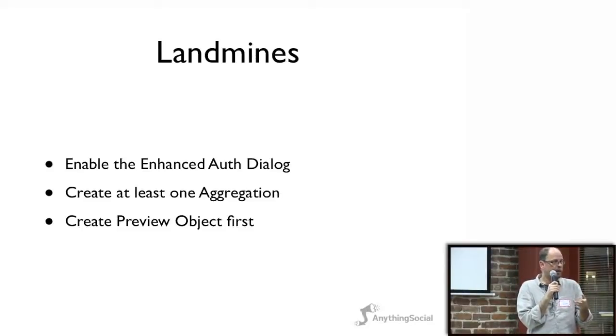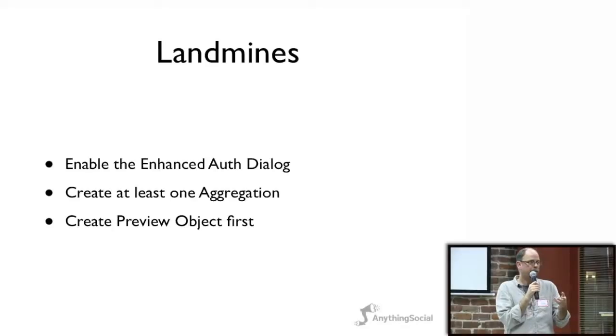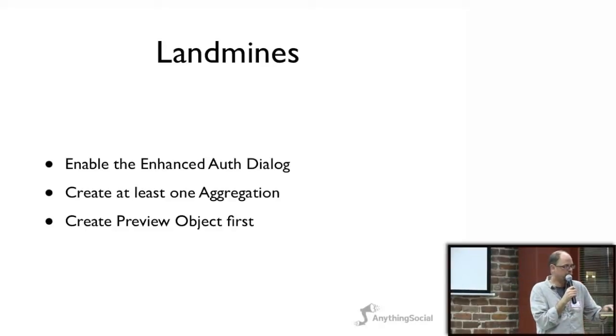If you don't do that, oh, you can't do that anymore? Oh, but you still can build the app, right? So you can find yourself in this situation where the app mysteriously doesn't work, and it's completely unclear why. Well, it's probably because you didn't create the aggregations. So you need to create at least one aggregation, and when you're creating the aggregation, you have to create the preview object first.